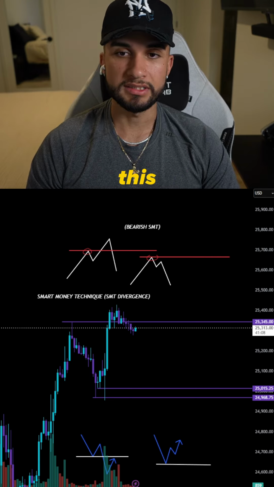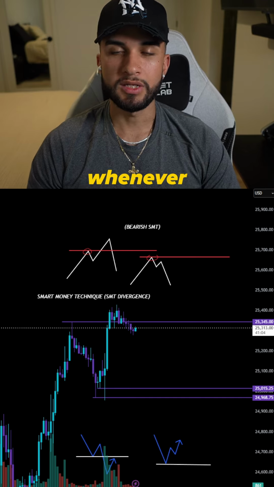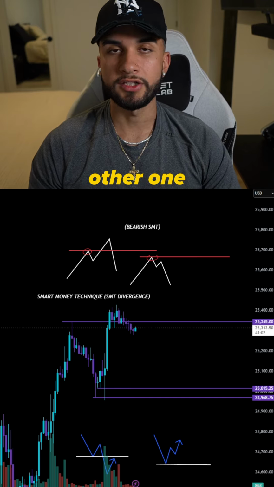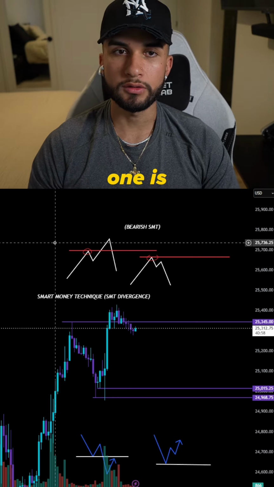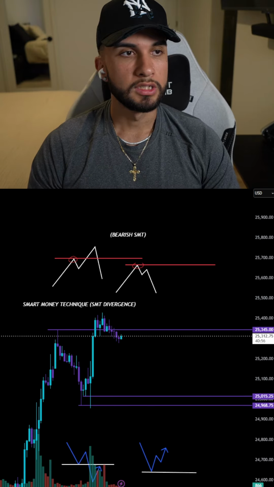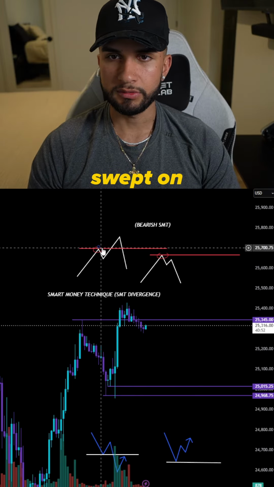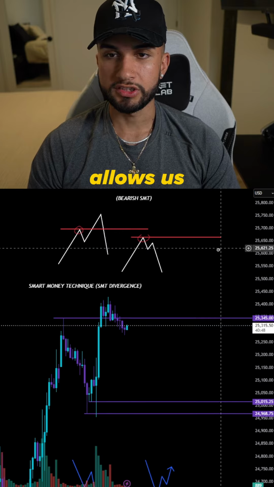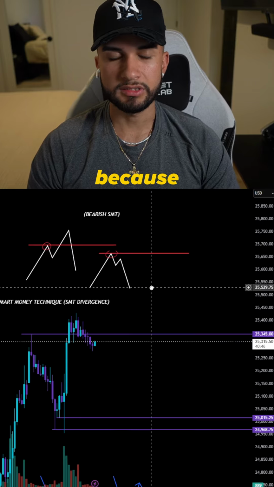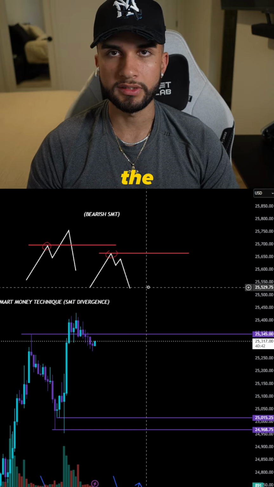What do I mean by this? S&P 500 and the NASDAQ 100 are correlating assets, meaning whenever one goes in a certain direction and the other one isn't going in a certain direction, usually means that one is following behind or one is still delayed. So what I'm going to do, as you guys can see here, this bearish SMT means that this high was swept on this correlated asset and not on this one. So this allows us to know where the market is going next because of the fact that one is going to be behind, the other one is pretty much following the leader.